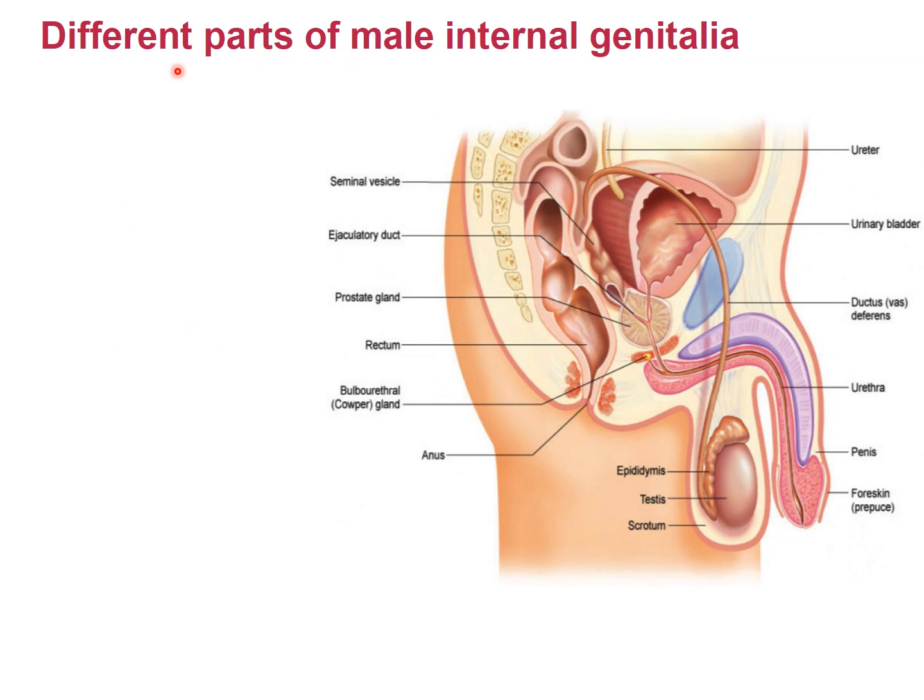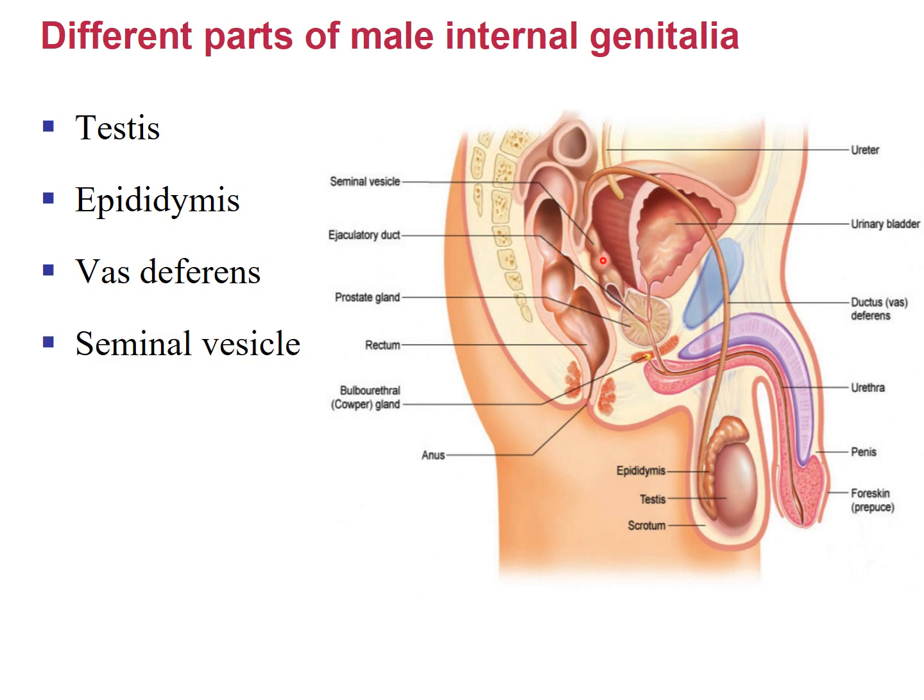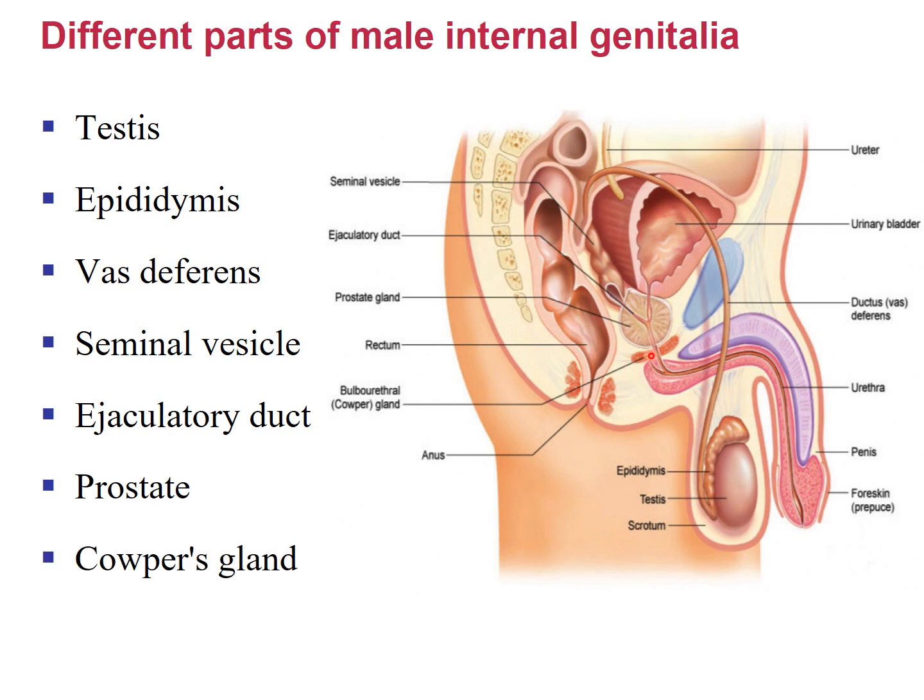Moving to the next part, there are the different parts of male internal genitalia, which include the testis, which we can locate here, then the epididymis, then vas deferens, this is the vas deferens or the ductus deferens, seminal vesicles, ejaculatory duct, around that you have the prostate gland. Here we can locate the bulbourethral gland or the Cowper's gland.